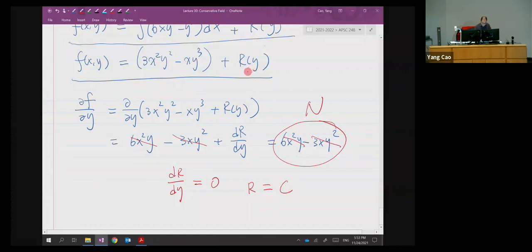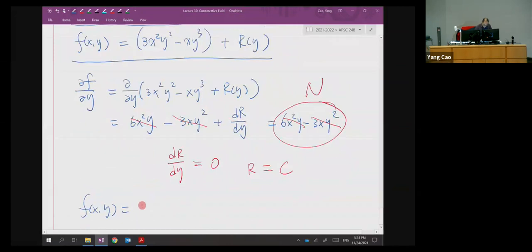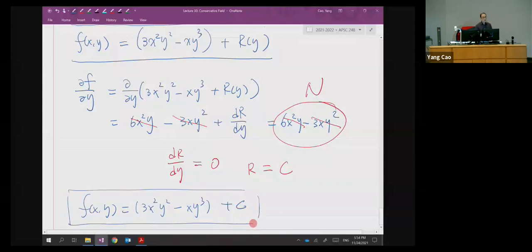So all you have to do is replace the r with a constant. Sometimes we don't really need to use a constant. You can just pick a very simple value, and 0 in this case is the simplest answer. Technically you add a constant here, but you could just use 0 and that would be considered right. So this is your potential function. If you calculate the gradient of this function, you get back to your vector field, capital F.